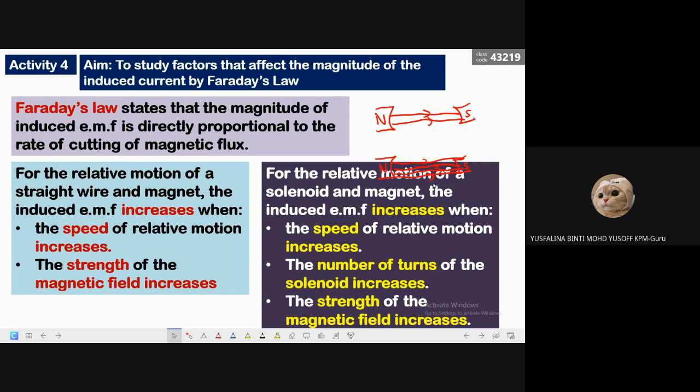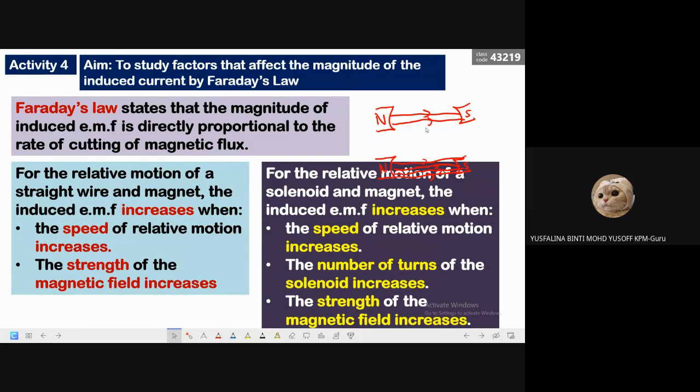Okay, then it says here, right? Thus, the magnitude of the induced EMF is directly proportional to the rate of cutting of magnetic flux. So, if they cut more magnetic flux, the induced current also will be increased. The magnitude of it will be increased.